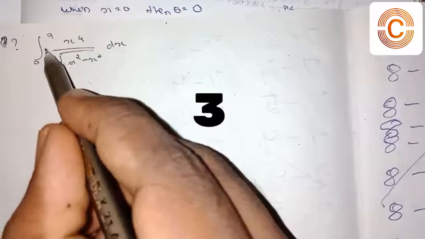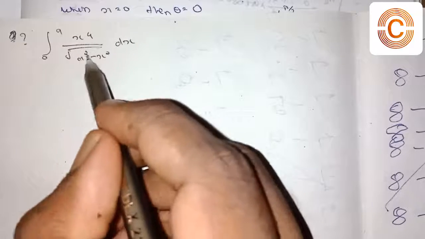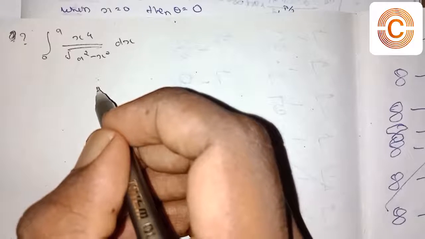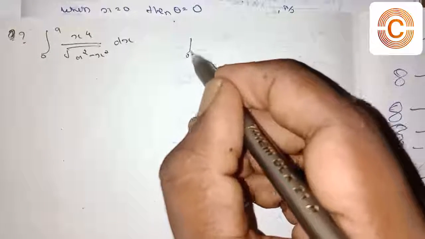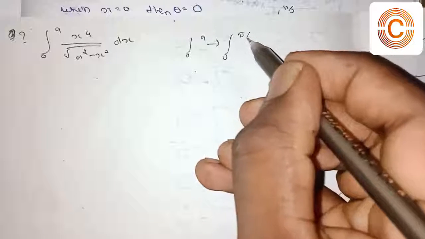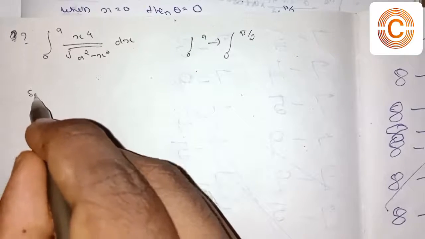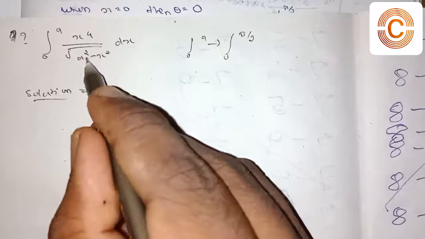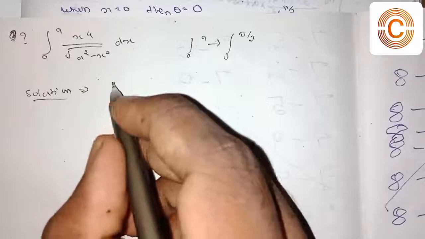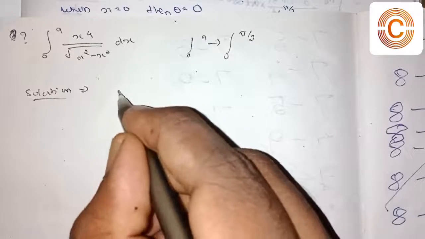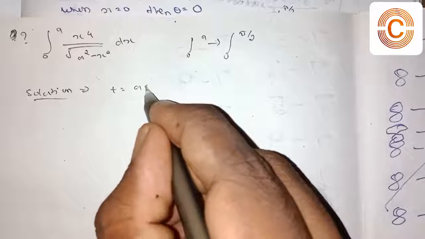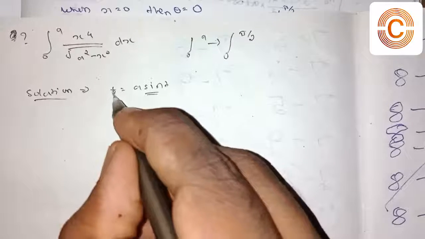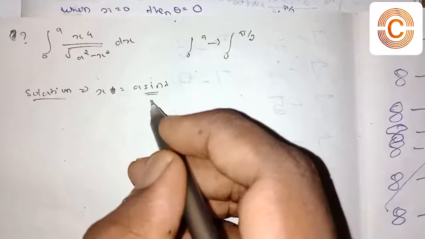Here the integral from 0 to a of x raised to 4 divided by root of a square minus x square dx is existing. We can use the same substitution method here and convert the limit 0 to a into 0 to pi by 2. So in the denominator we have root of a square minus x square, and we use the substitution x is equal to a sin t.